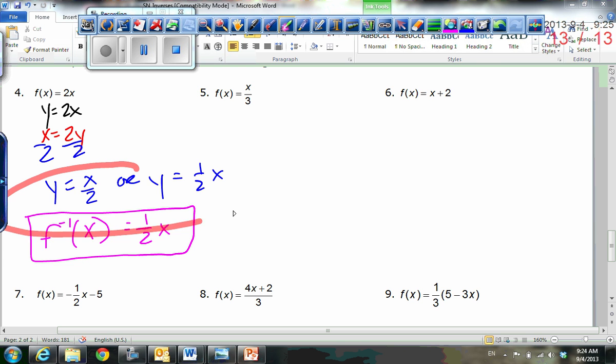Yeah, absolutely. You can do either one of those. Next. Oh, so you were getting x by itself. Yeah, we're getting y by itself.